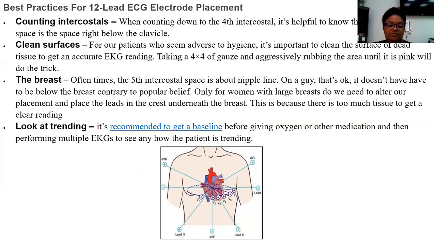And then look at trending. Trending: it is recommended to get a baseline before giving oxygen or other medication, and then perform multiple EKGs to see how the patient is trending. So remember, we talked about why the lead placement is so important, and that is because of that baseline EKG. The doctor is writing treatment based on these EKGs, so if you're not getting those electrodes in the right place to get an accurate reading, that patient may need to be on oxygen, and the doctor may not order it based on the EKG, or any other medications. Remember, for example, that patient could have had a heart attack.